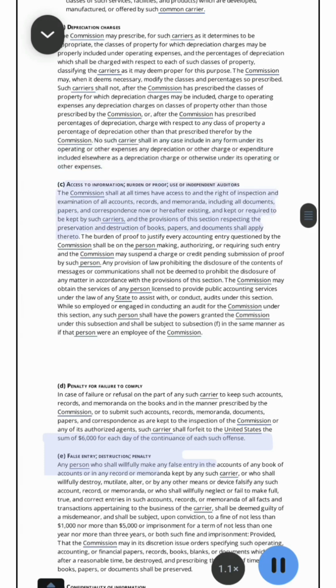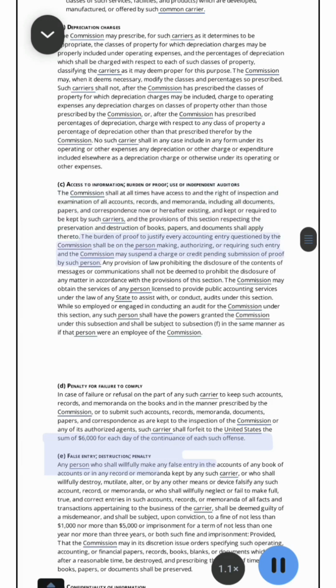(c) Access to information; burden of proof; use of independent auditors. The Commission shall at all times have access to and the right of inspection and examination of all accounts, records, and memoranda, including all documents, papers, and correspondence now or hereafter existing, and kept or required to be kept by such carriers, and the provisions of this section respecting the preservation and destruction of books, papers, and documents shall apply thereto.